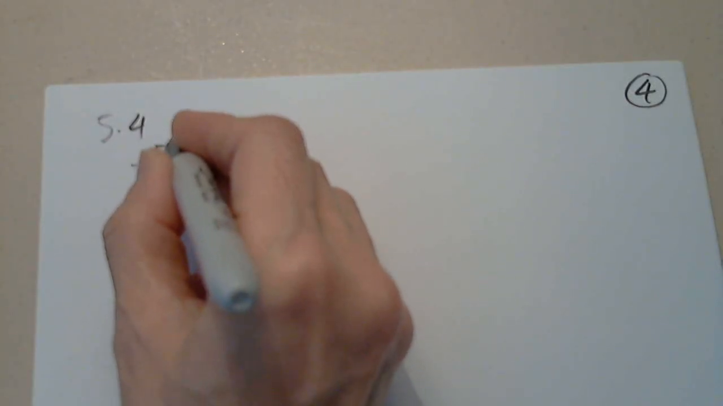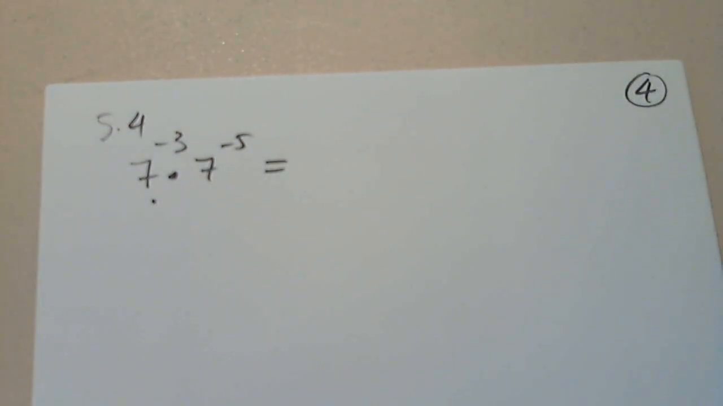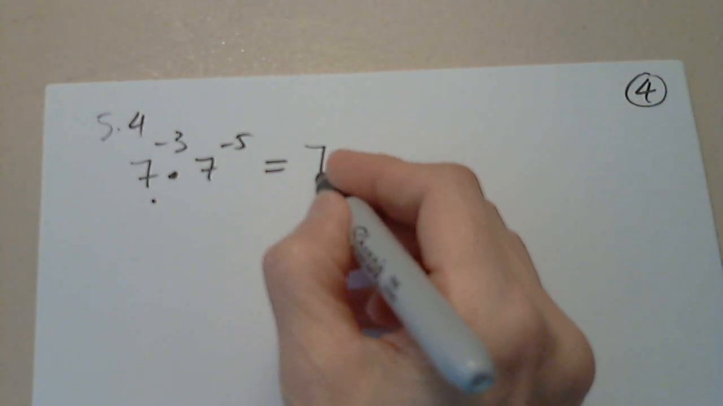Moving on to 5.4. 5.4 has two parts in practice, A and B. So we're going back to exponential rules. Anyone remembers 7 to negative 3 multiplied by 7 to negative 5? What will that be? Which power or exponential rule applies here? We copy the base. What happens with the exponents?